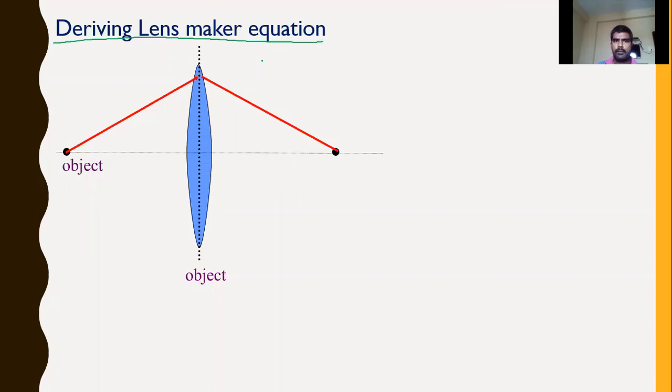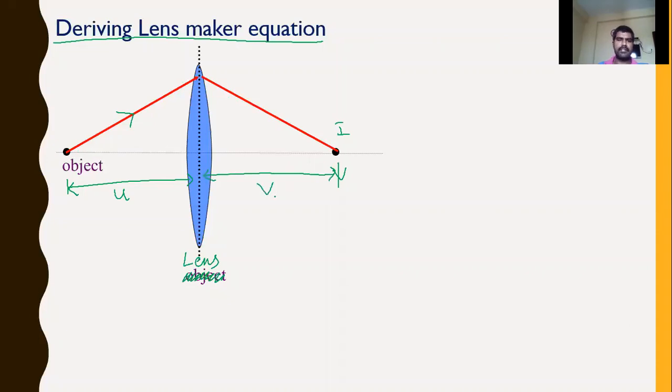Today in this video, I am going to derive the Lensmaker equation, which is part of the class 10th syllabus. Now consider a lens which is biconvex, and in front of this you are placing an object. This object is at a distance u, and because of this you will be getting an image at this position, say image I, and this length from here to here is v.